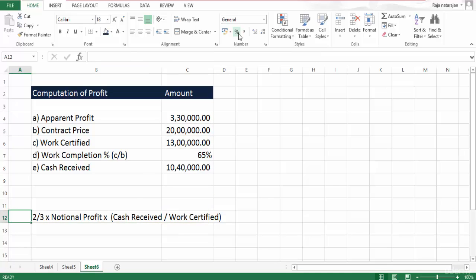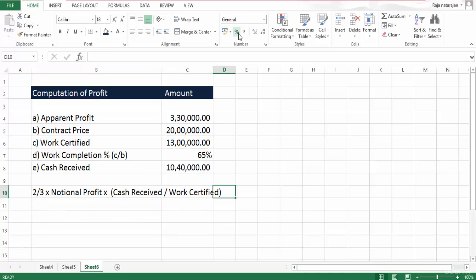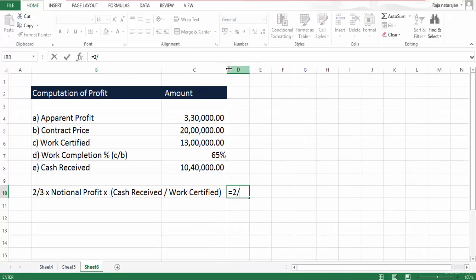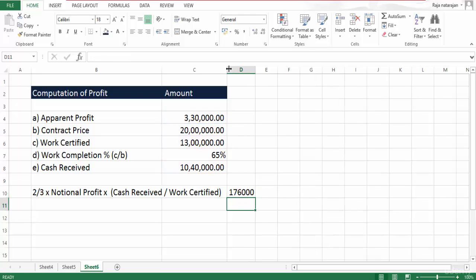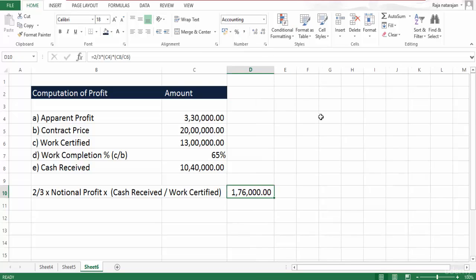So if I apply this formula correctly, let's see what I'm going to get. It's going to be 2 divided by 3 multiplied by notional profit, which is 3,30,000, then again multiplied by cash received, which is 10,40,000, divided by work certified, which is 13 lakhs. So if I do all this, the figure which I get here is 1,76,000. So this is the figure which I can take to profit and loss account.